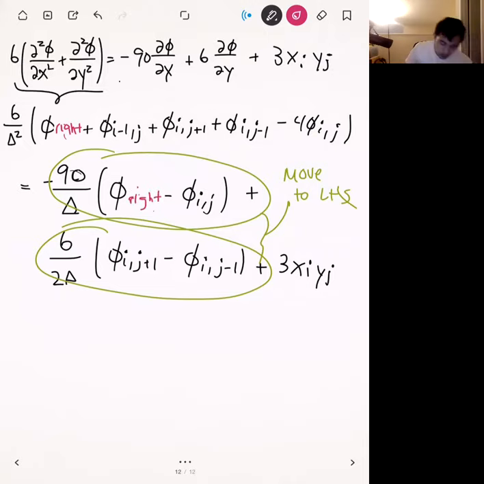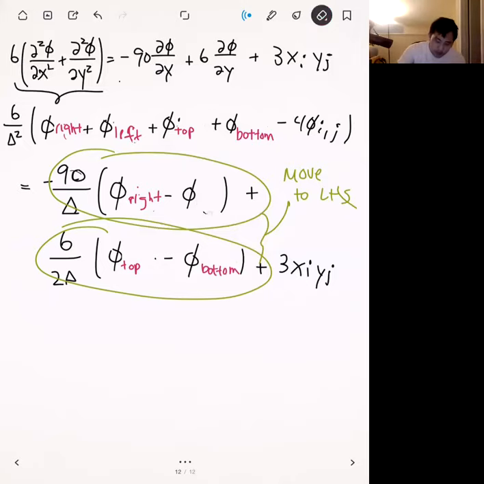So i+1 is going to be phi right. Next, we have i minus 1, which is going to be phi left. Then we have j plus 1, which is our top neighbor. Then we have j minus 1, which is our bottom neighbor. Then we have i comma j, which is phi me.